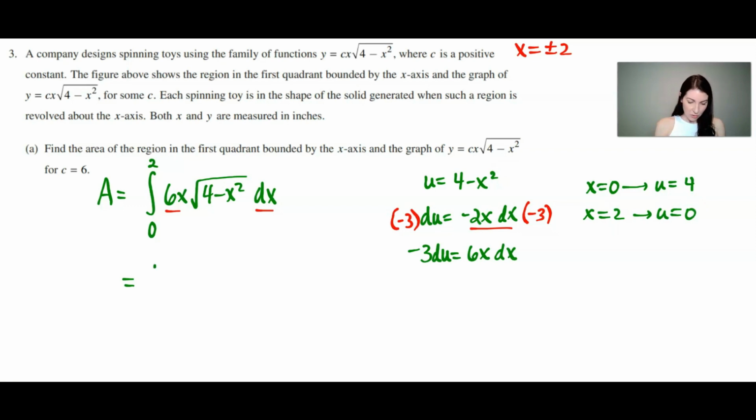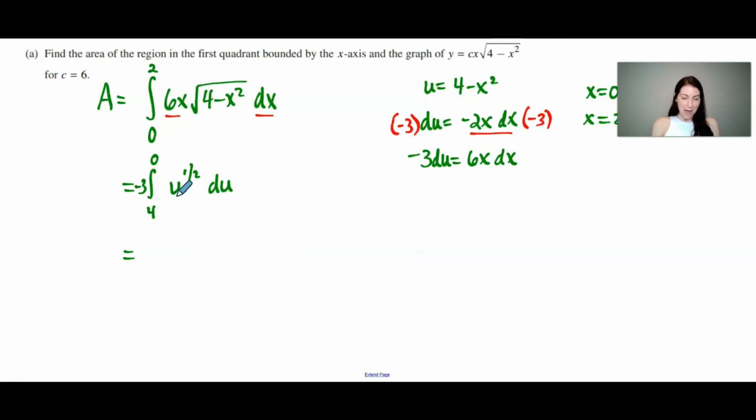So I'm going to go from a u value of 4 to 0, which, by the way, I will change in just a minute to make them switch. And let's see, the 6x dx I'm replacing with negative 3 du. So I'm actually going to bring that constant of negative 3 out in front. There's my du, and the square root of 4 minus x squared would be the square root of u, which is the same thing as u to the 1/2.